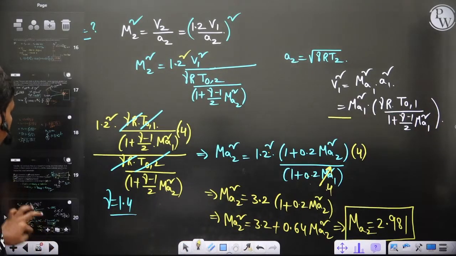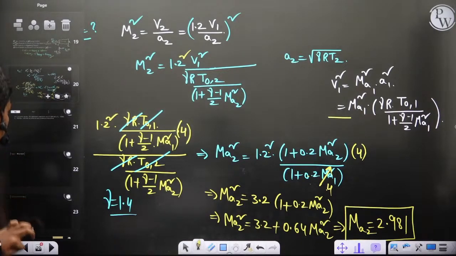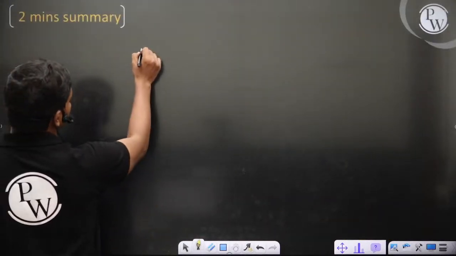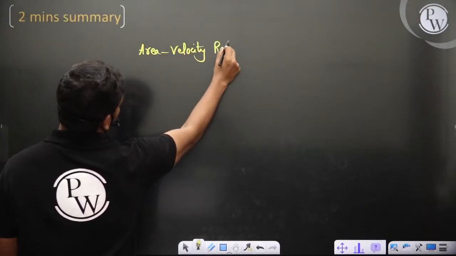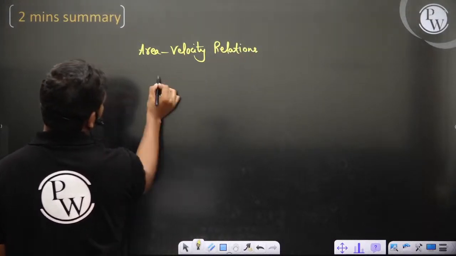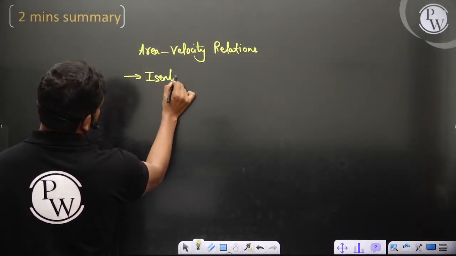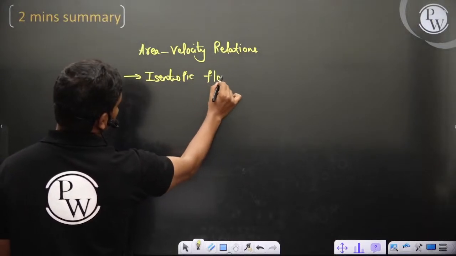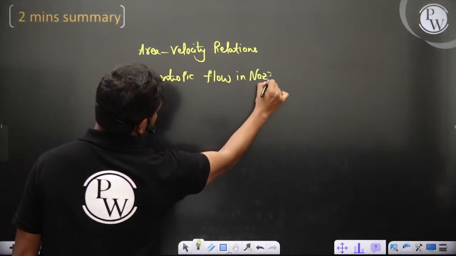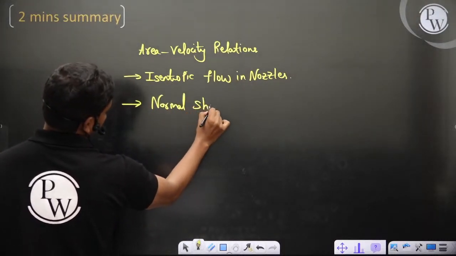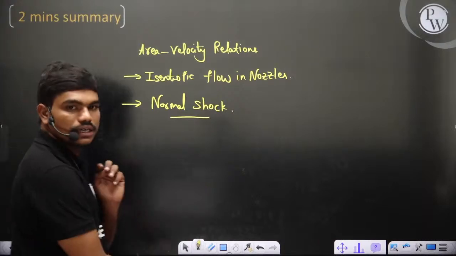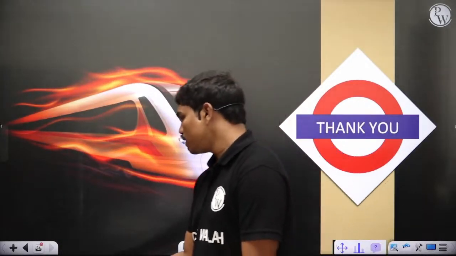I have one more question, but please try out this question. You can calculate this using the downstream properties. Today we were talking about compressible flows, basically area-velocity relations, then isentropic flow in nozzles, and we were talking about normal shock. These are the things we have discussed today. So that's all from the fast track course.